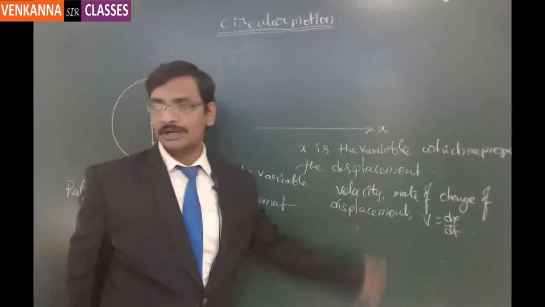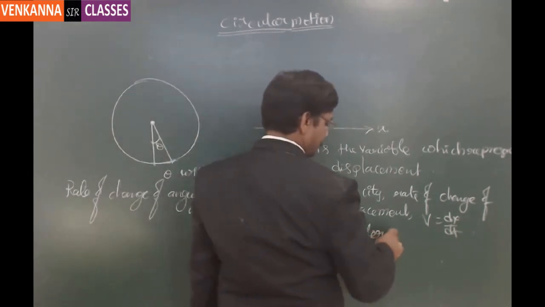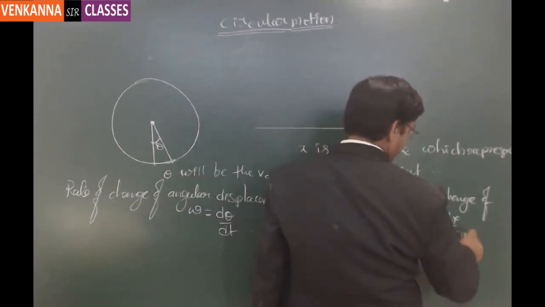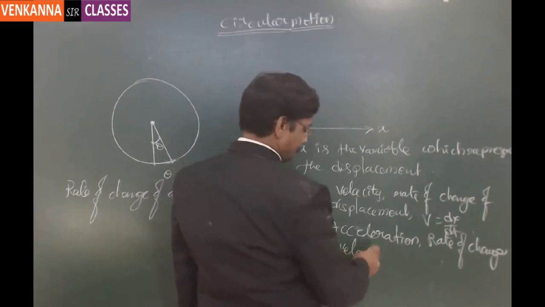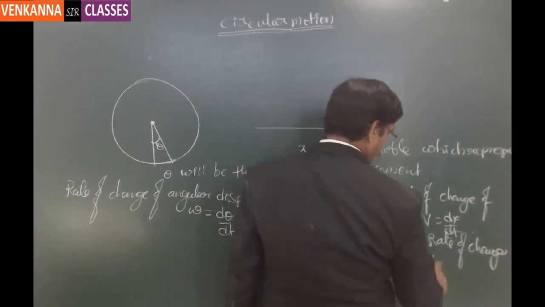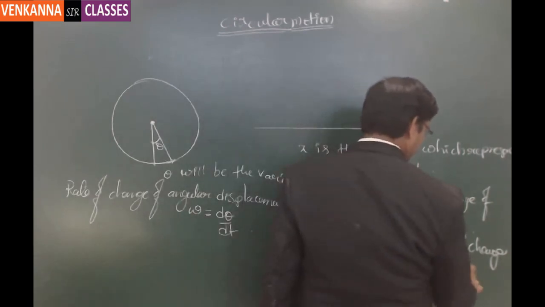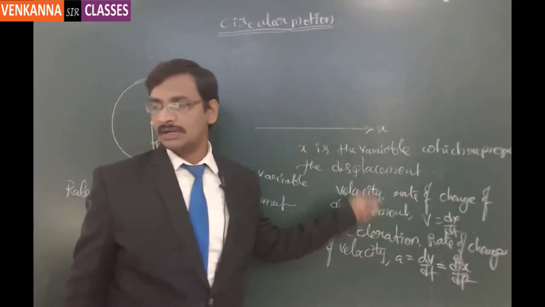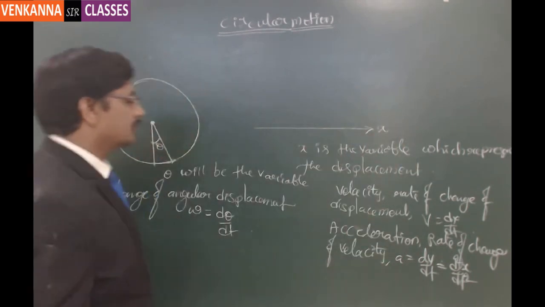Now we have defined something called acceleration, which is the rate of change of velocity. A is represented as dv by dt. This can also be treated as d square x by dt square, and this is in the direction of the velocity. So velocity, acceleration and displacement, as long as all are in the rightward direction, will be in the same direction.